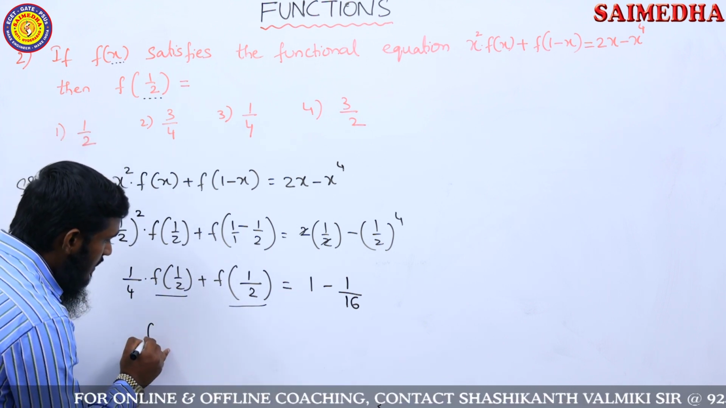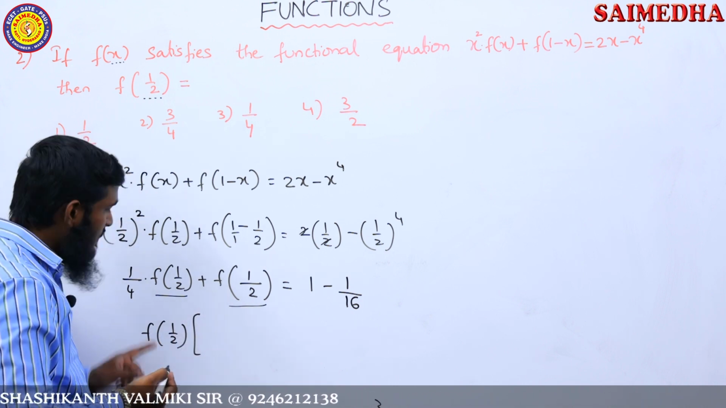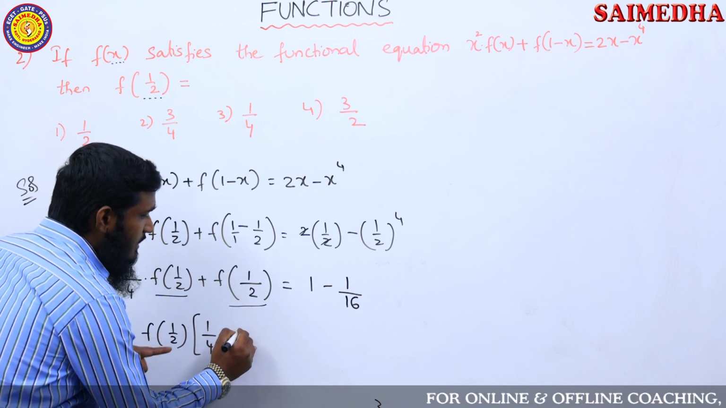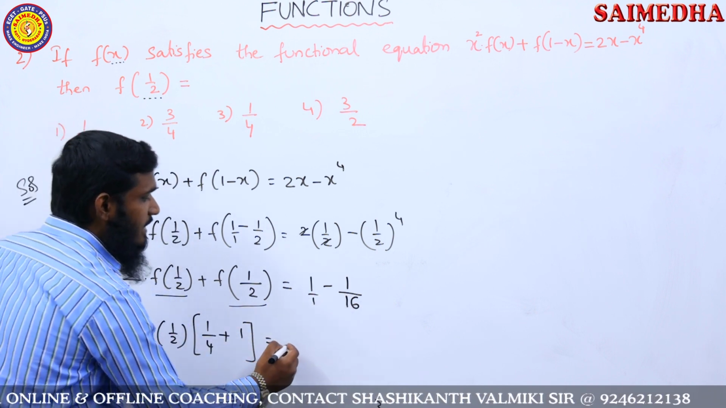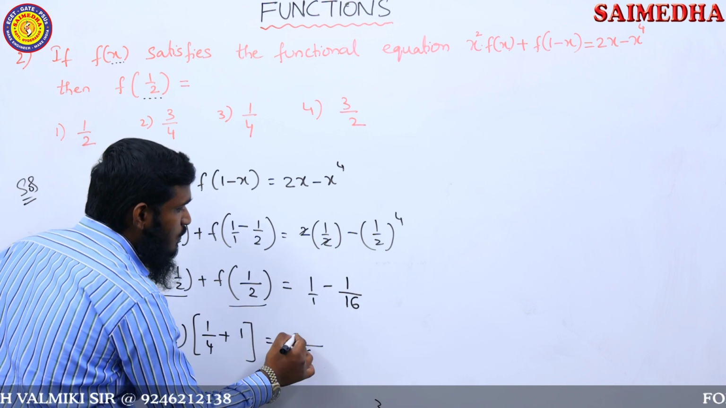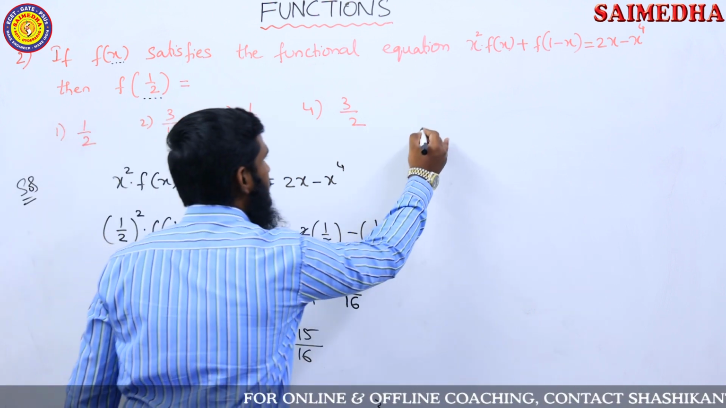So if you are taking f of 1 by 2 as common, what is the remaining part over here? The remaining part is 1 by 4 plus, and in this part we are having 1, which is equal to, now if you are taking the LCM this will be 16 and the numerator part will be 16 minus 1, equal to 15. Okay, now we have to simplify this part.